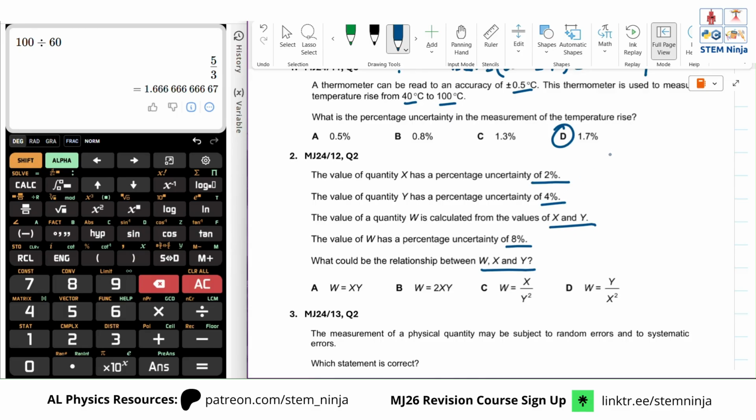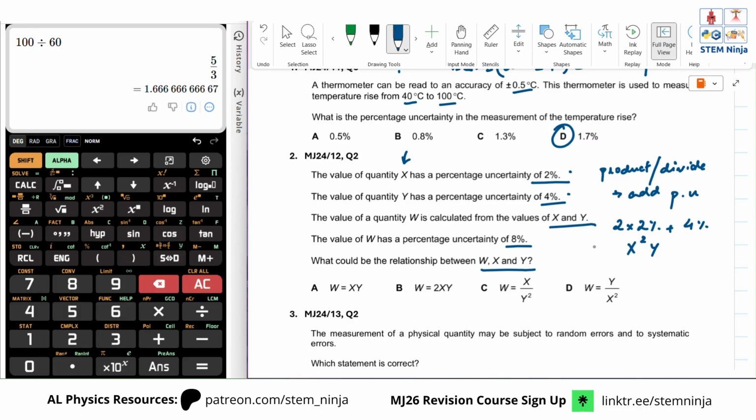Now notice that when we multiply or divide, we add, in this case, percentage uncertainties. So 2 plus 4, that's not equal to 8. That means there is something going on. What could possibly happen is that X could be happening this way. One possible way of doing this would be this way. That means X would be squared and Y would come out this way.